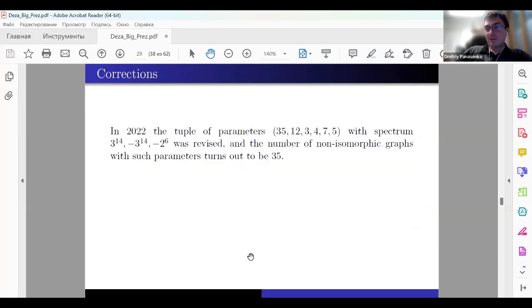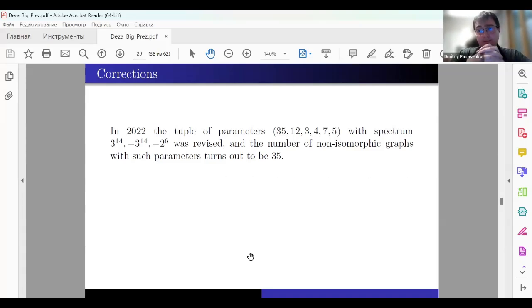Now, about some corrections for our enumeration. This one is denoted by light blue in the table. In 2022, the tuple of parameters 32, 12, 3, 4, 7, 5, with spectrum 3 with multiplicity 14, minus 3 with multiplicity 14, and minus 2 with multiplicity 6 was revised. The number of non-isomorphic graphs with such parameters turns out to be 35, instead of more than 3,000 that we thought.